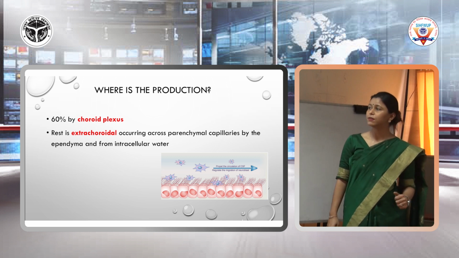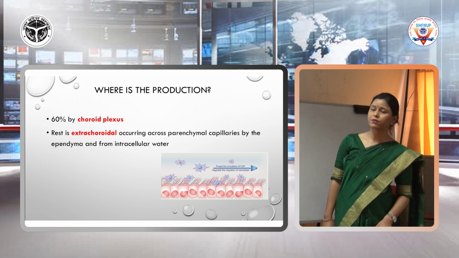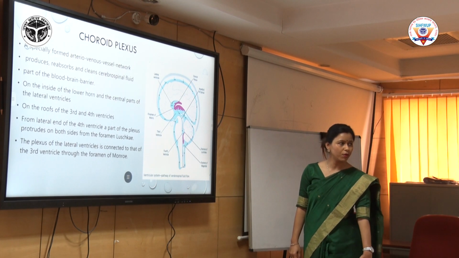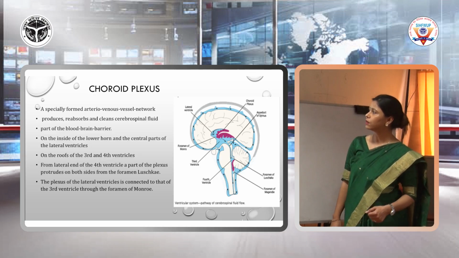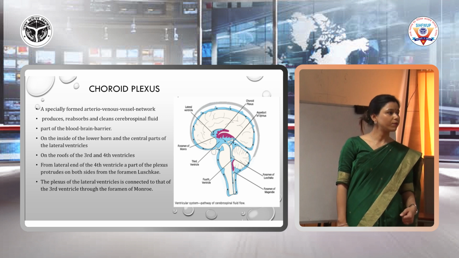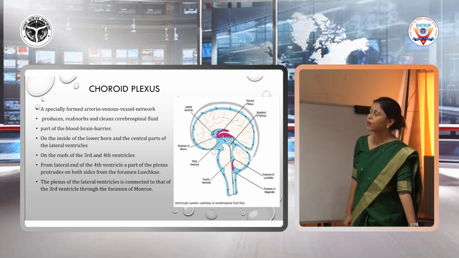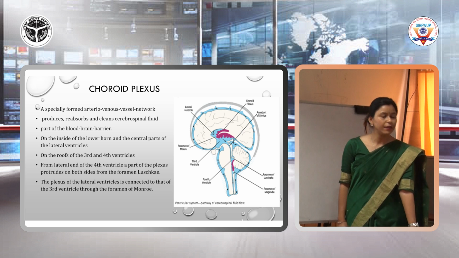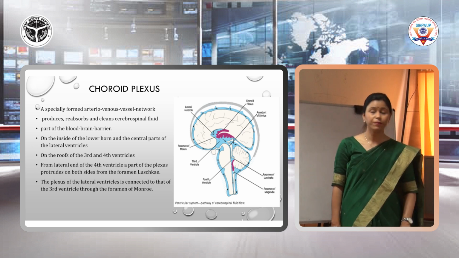The production is 60% by the choroid plexus, okay, and the rest is extrachoroidal by the ependyma. So it is in the floor of the lower horn of the lateral ventricle, then the roof of the third ventricle, and the floor of the fourth ventricle. Right, you can see this. And how does it circulate? So it forms in the choroid plexus, and from the lateral ventricle it enters the third ventricle through the foramen of Monro.